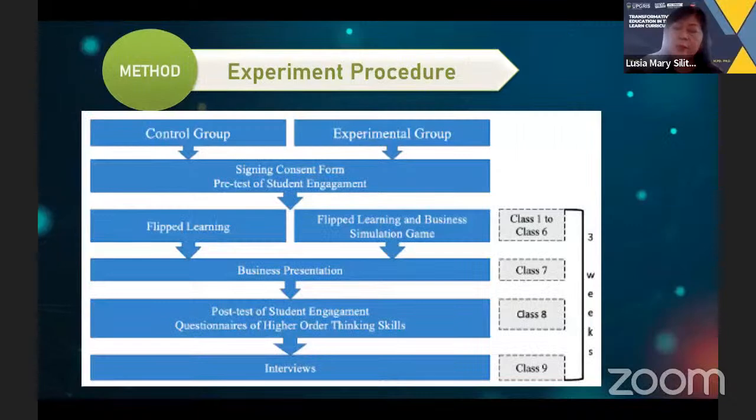And this is the experiment procedure. For the procedure of a quasi-experiment, we have to create the procedure like this. It consists of 9 meetings. Pre-test at the beginning, and then normal class for the control group and the experiment group. Ended with a post-test and interview, because we use mixed methods, qualitative and quantitative analysis.